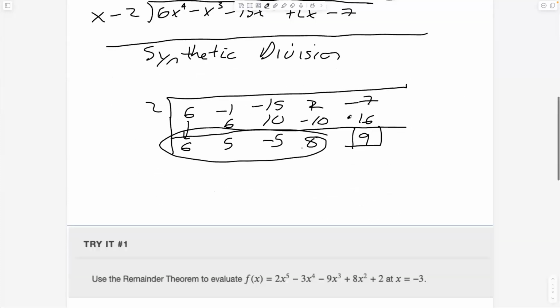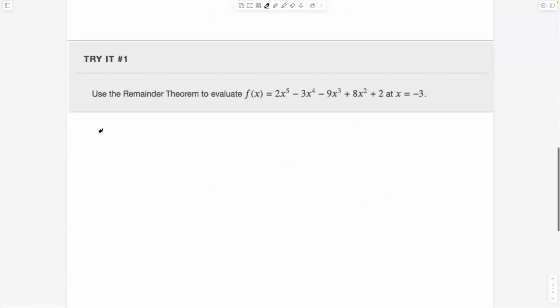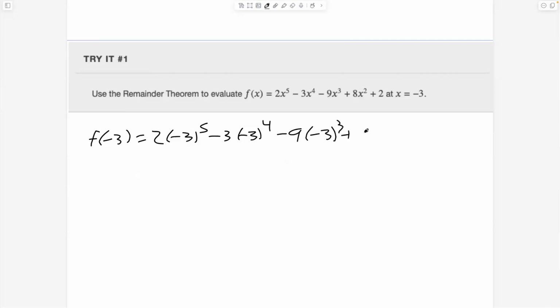Okay, let's look at another example. So I want to calculate f of -3. So that would be 2 times -3 to the fifth, and you see where this is going. And the answer is going to be -412. I've already done it here on a calculator.